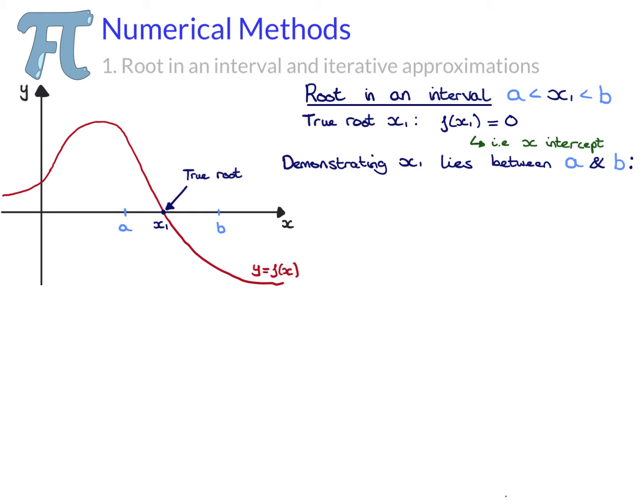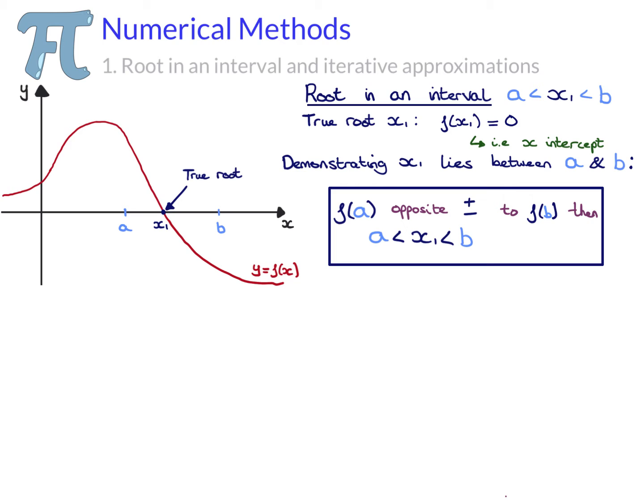The simplest way to verify a root lies in the region is if the value of the function switches between positive and negative between the two endpoints. A switch in sign means that the 0 value must have been crossed.